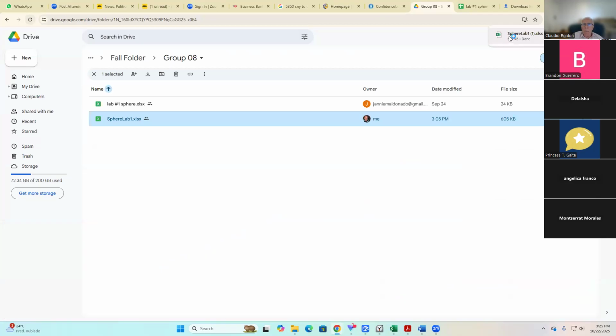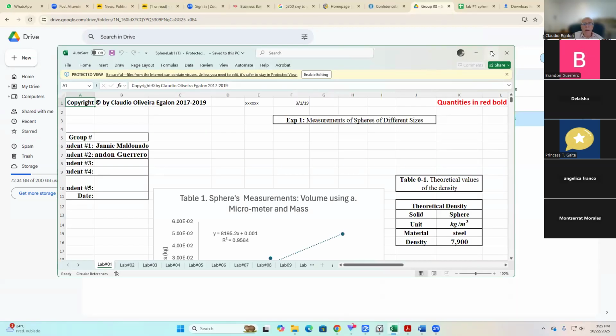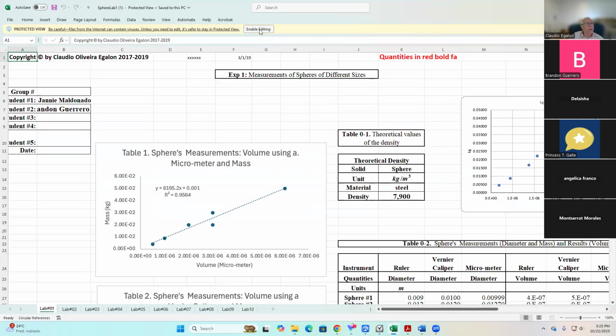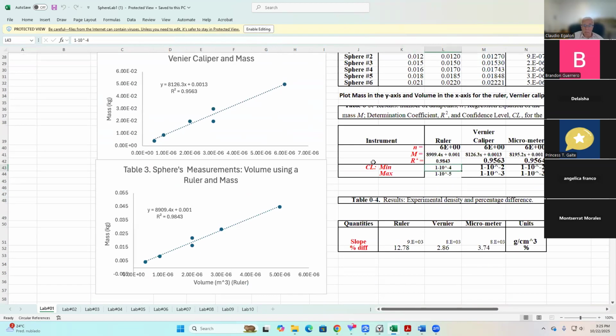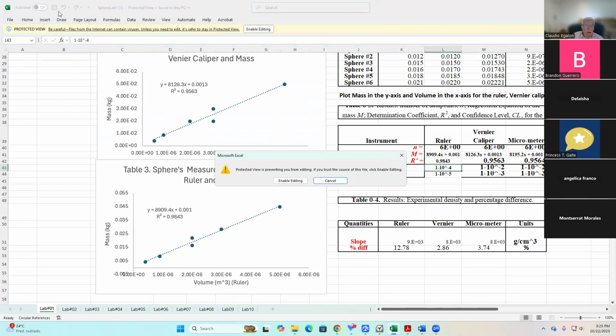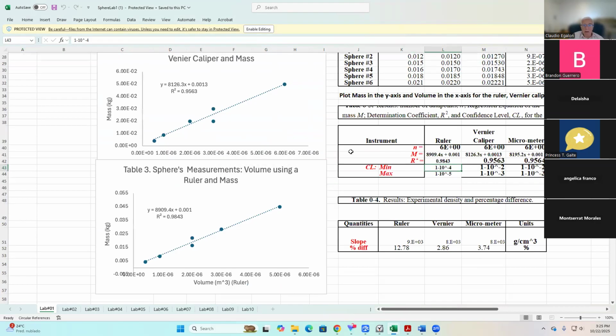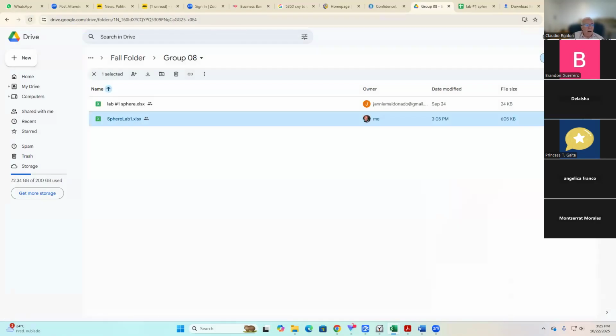Here you go, the button, enable editing, right? If you don't click this button, it won't let you edit. Maybe that's the problem. That's my guess. Or maybe it's something else. I don't know. I'm also on a Mac, so I'll try your suggestion using a Windows later.